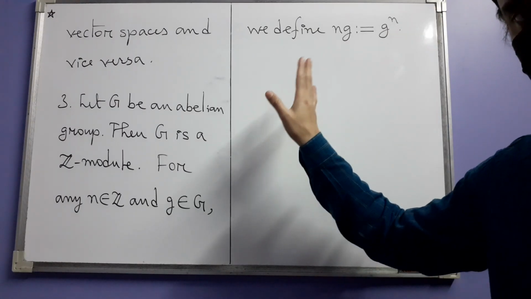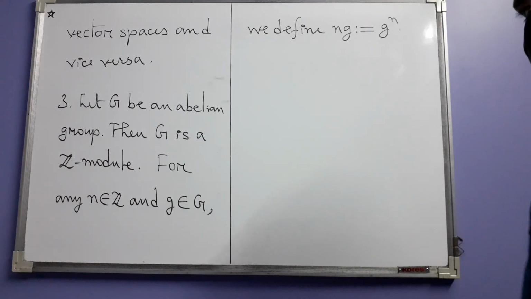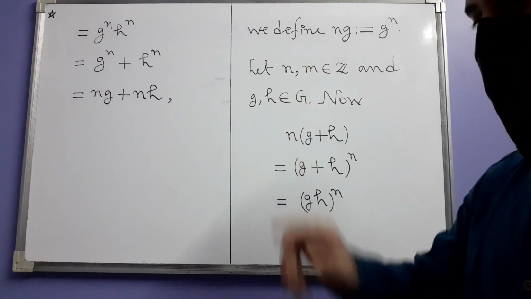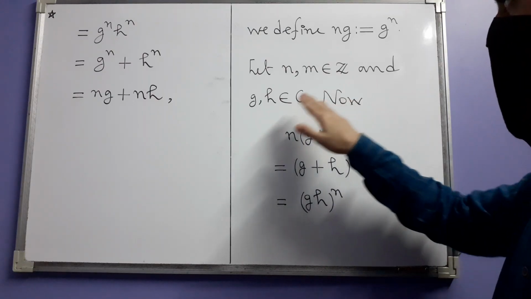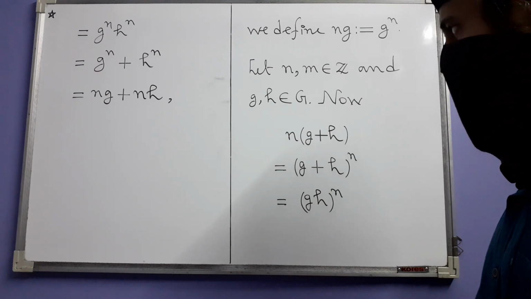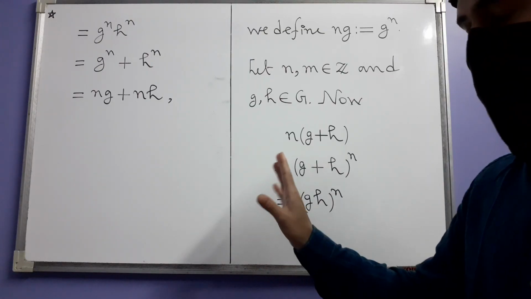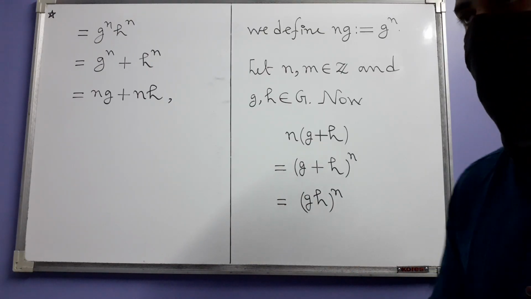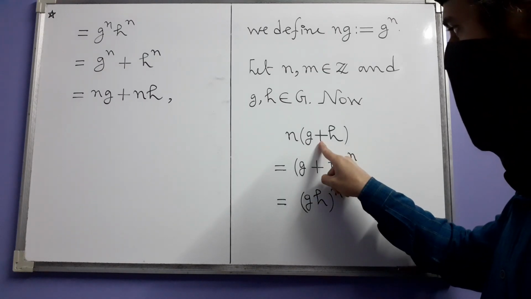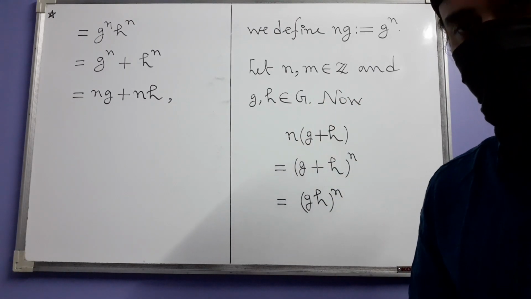Now will this give us the multiplication that will satisfy all those 4 axioms? Let's see. To verify those 4 axioms, we take 2 ring elements, that means 2 integers n and m, and 2 group elements g and h. Alright. So let's see the first axiom first. N times g plus h. This calculation will look very confusing, okay? So we need to really go slowly and see what each step means. What is this plus? This plus is the binary operation we have in g.